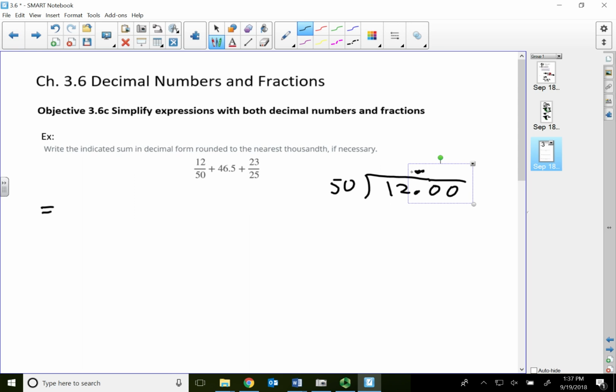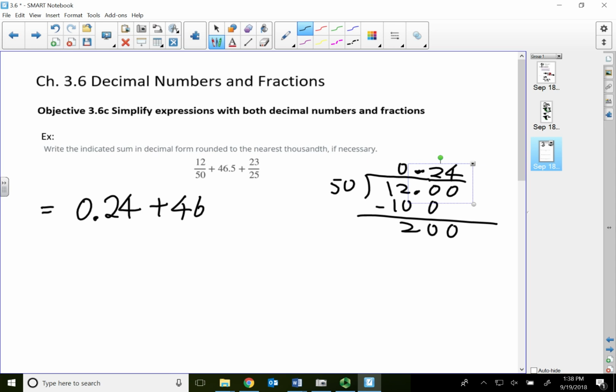50 going into 12 is 0 times, so let's look at this as 120. 50 going into 120 is 2 times, right, which is 100. 50 times 2 is 100. So that's 2. 0 minus 0 is 0. Bring down another 0. 50 going into 200 is exactly 4 times. So this 12 over 50 is 0.24. All right, I have a terminating decimal here.